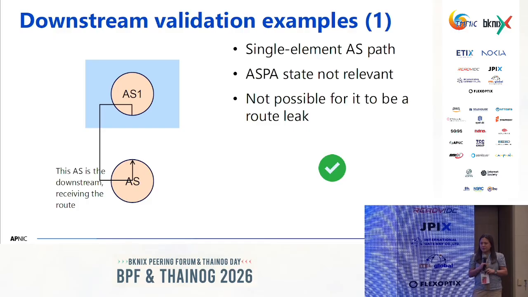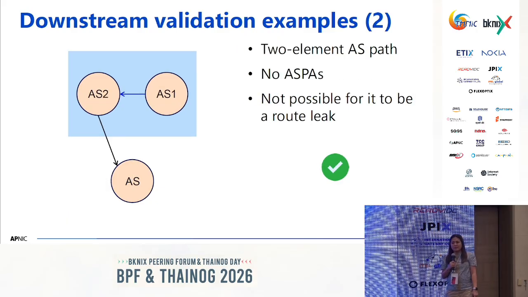Now looking at an example, the first one is similar to the upstream example, the simplest, having only a single origin. This time around, it will be coming from the upstream provider. Again, similarly, the relationship between the receiving AS and AS1 is very clear. Therefore, the ASPA state is irrelevant in this case. This is considered as valid because there's no possibility for there to be a route leak. If we now have a 2-element AS path and no ASPA has been issued by AS1, in the upstream example, if you remember, this will show as unknown. However, in the downstream example, there is still no possibility for there to be a route leak in this scenario. Therefore, this is going to be valid.